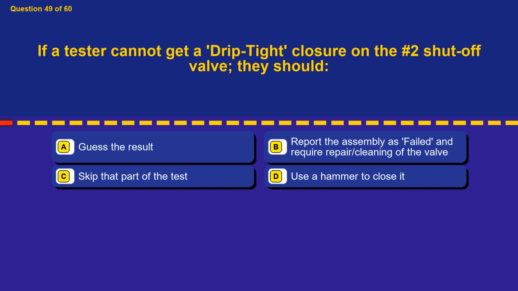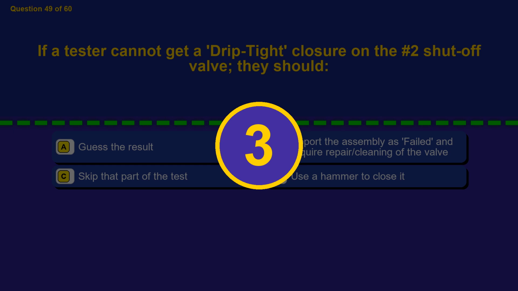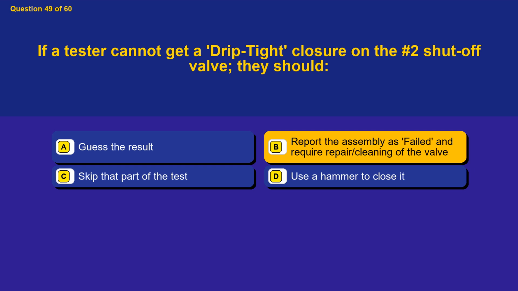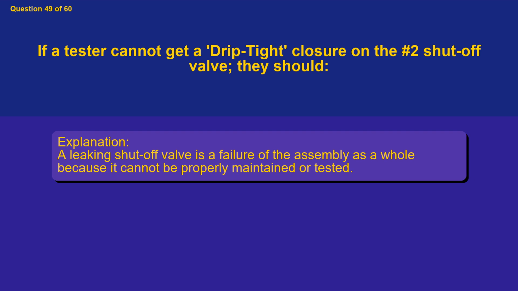Question 49. If a tester cannot get a drip-tight closure on the number 2 shutoff valve, they should: Option A, guess the result. Option B, report the assembly as failed and require repair/cleaning of the valve. Option C, skip that part of the test. Option D, use a hammer to close it. The correct answer is option B. Report the assembly as failed and require repair/cleaning of the valve. A leaking shutoff valve is a failure of the assembly as a whole because it cannot be properly maintained or tested.